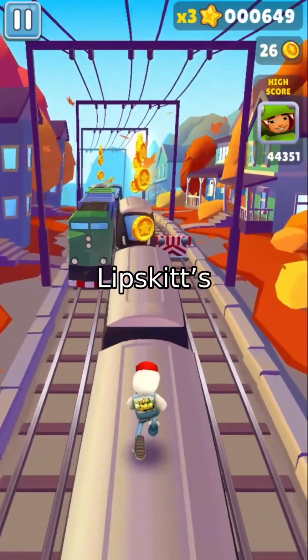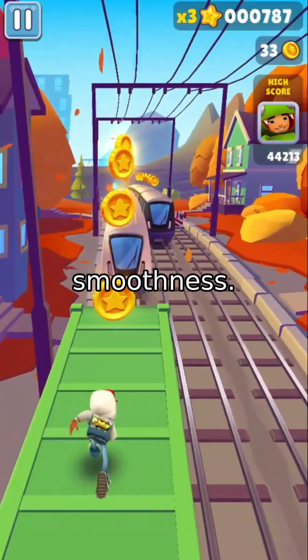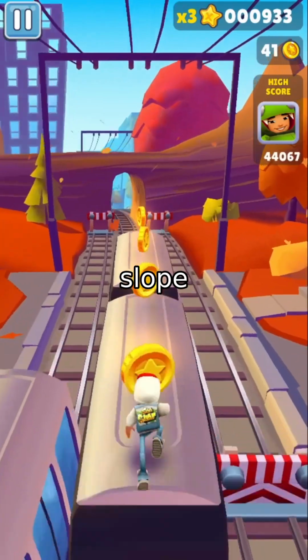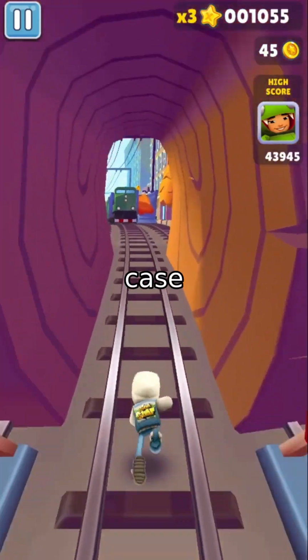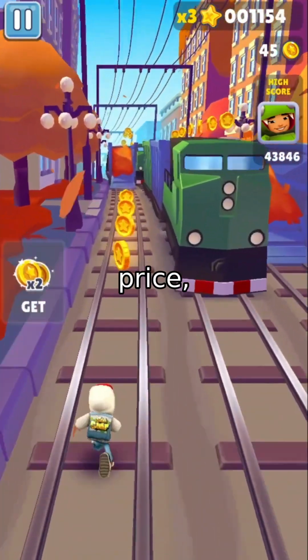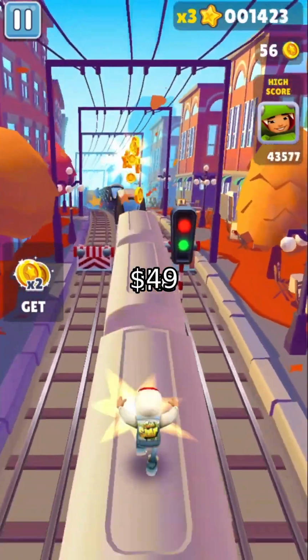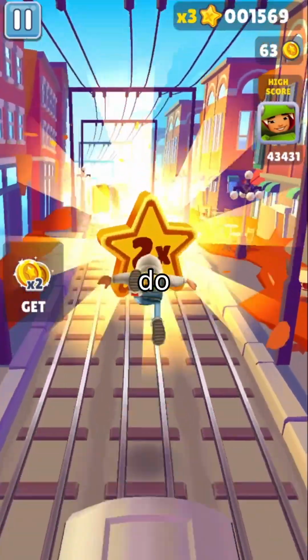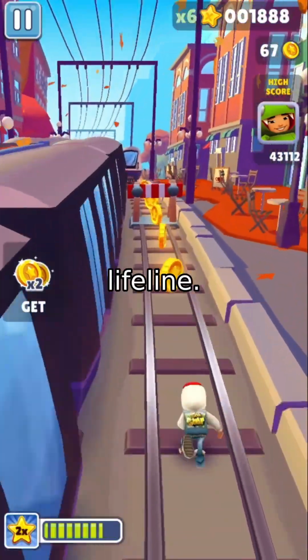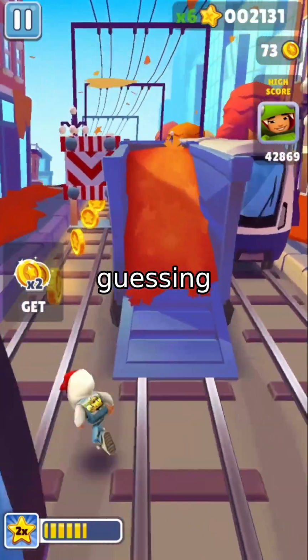The key lies in Lipschitz continuity, a fancy term for smoothness. Think of it like a hill. If you climb a little, the slope doesn't suddenly drop off a cliff. In this case, the reward function, how much money you make at each price, can't change too rapidly. If a $50 price works, nearby prices like $49 or $51 probably do too. This smoothness is a lifeline. It lets algorithms guess smartly instead of guessing blindly.